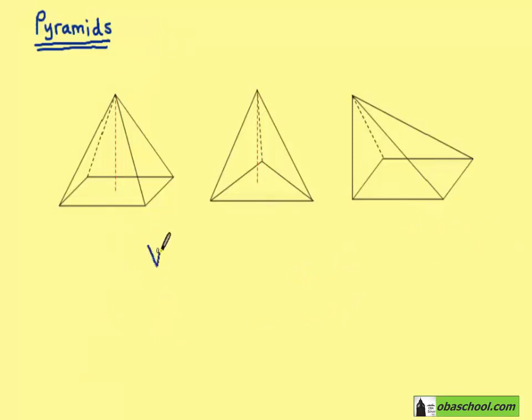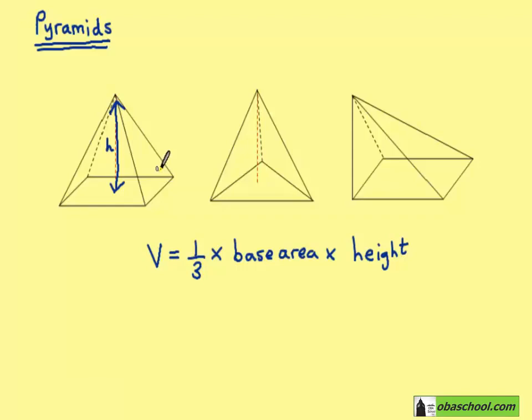The formula for the volume of a pyramid is 1/3 times the base area times the vertical height of the pyramid. The height is this height here, how far the vertex is vertically above the base.